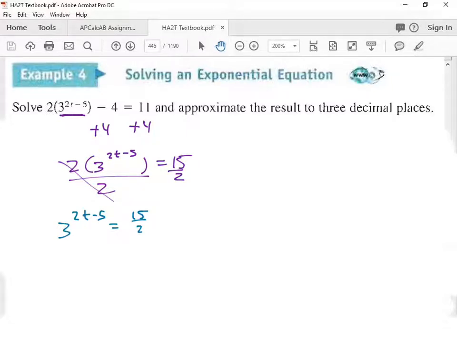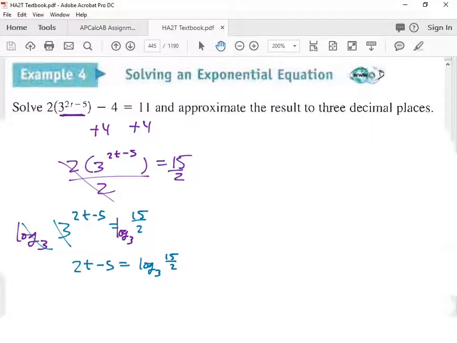Log base 3. Let's do that. Okay, so I go log base 3 and then log base 3. Let's see what it looks like now. We have 2 times t minus 5 equals, oh, this is hideous, log base 3 of 15 over 2. That's yucky. Now there is another way to do this, but I kind of like using log base 3 for you guys.